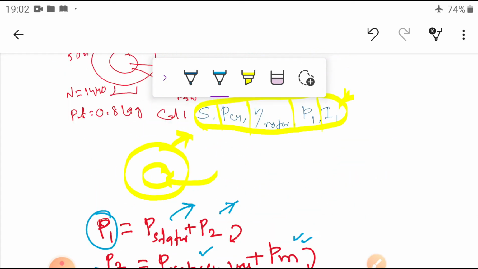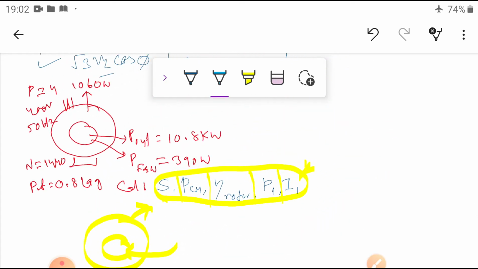You can see here what is required. Based on the rotor speed, I calculate the slip, and based on this, I am going to calculate the rotor copper losses, and we know the rotor efficiency.